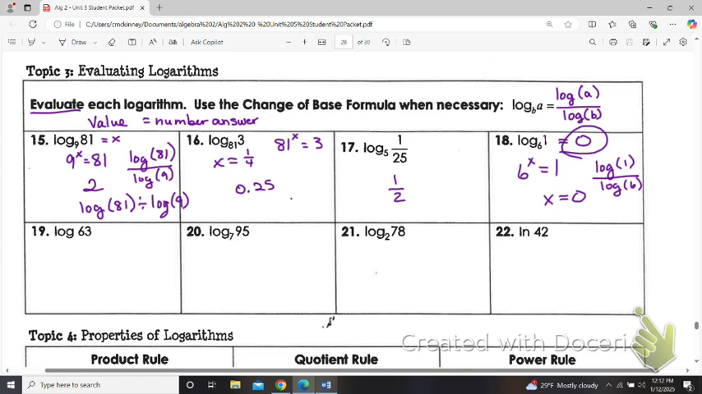If you do not see a base, that means it's a common log, and you could simply type that directly in the calculator and get an answer. It will be the same answer as if you do log of 63 divided by log of 10. But if the base is already 10, this is all we need to do. And then that would be one that we would need to do some rounding.